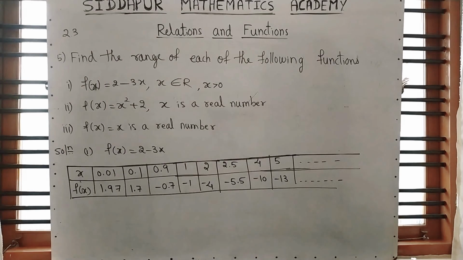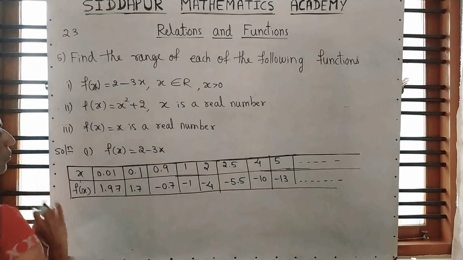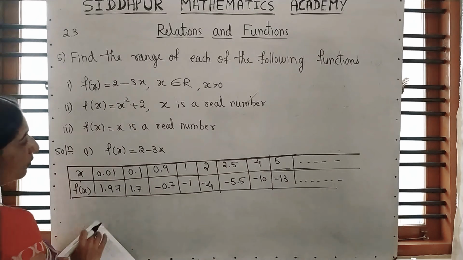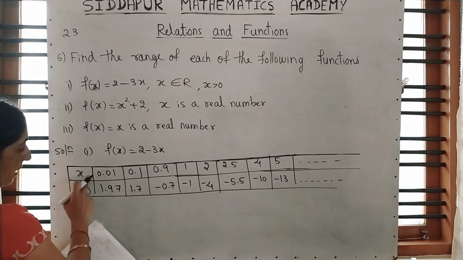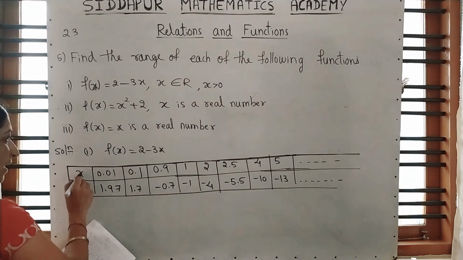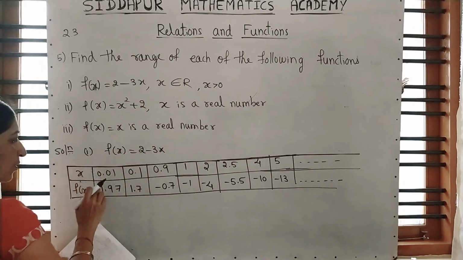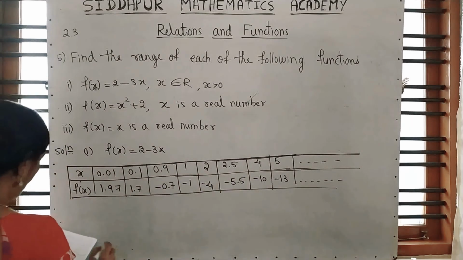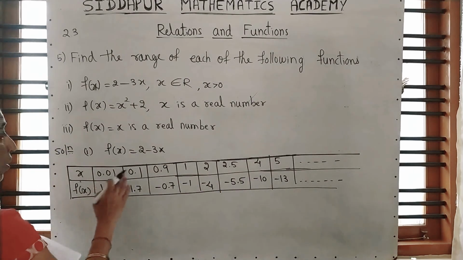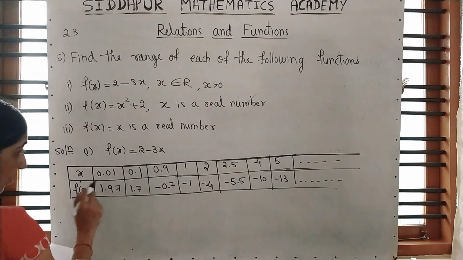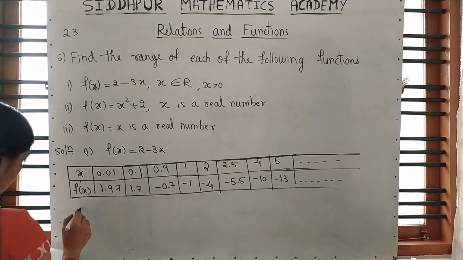Here in the question number 5, find the range of each of the following functions. 3 questions are given for you. See, domain is nothing but you can select any number from the set of real numbers. Here I selected 0.01. I did the table for this. Here x selected, write down that x value in this function and y you are getting after calculation. When you observe this, see what you are observing. We are observing all the numbers are less than 2. Its highest is 1.97. All the numbers are less than 2.